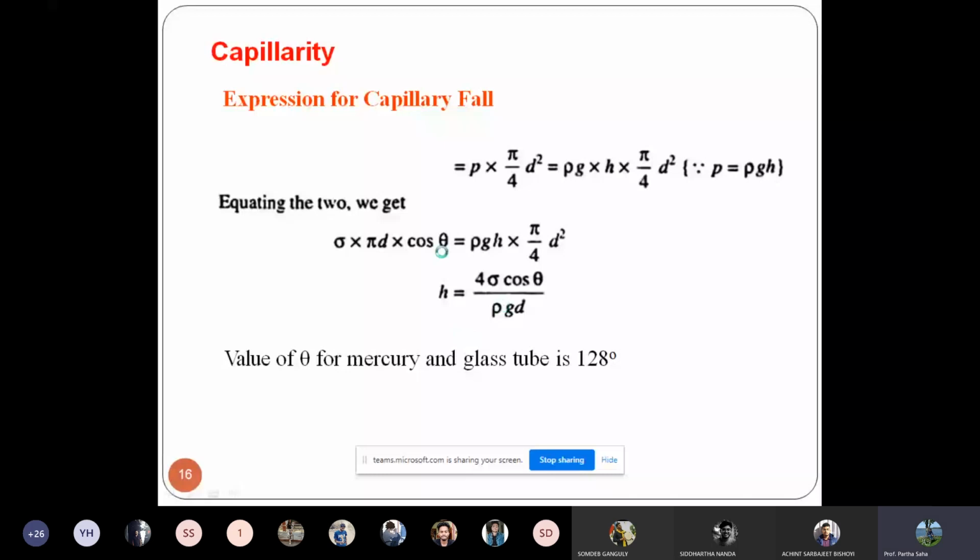But here, since theta is greater than 90°, cos theta is negative, so whatever values you take, this expression will become negative, right? So h will be negative. That signifies that the liquid is going to fall. The liquid is not going to rise, it is going to fall.